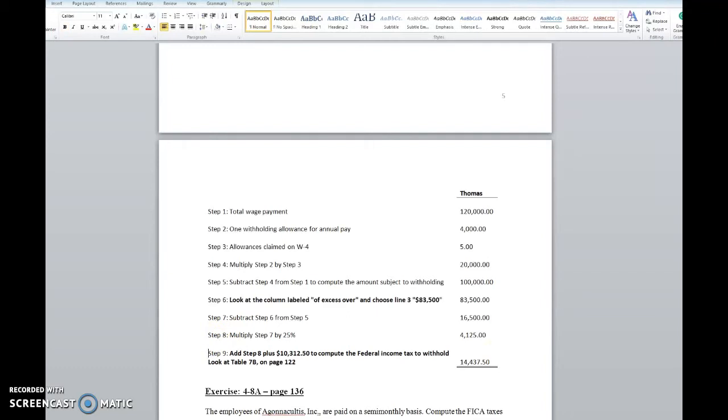As I've stated before, it really does truly depend if they're married or single, along with how often they get paid, and that will determine which table you will be utilizing in the percentage method.